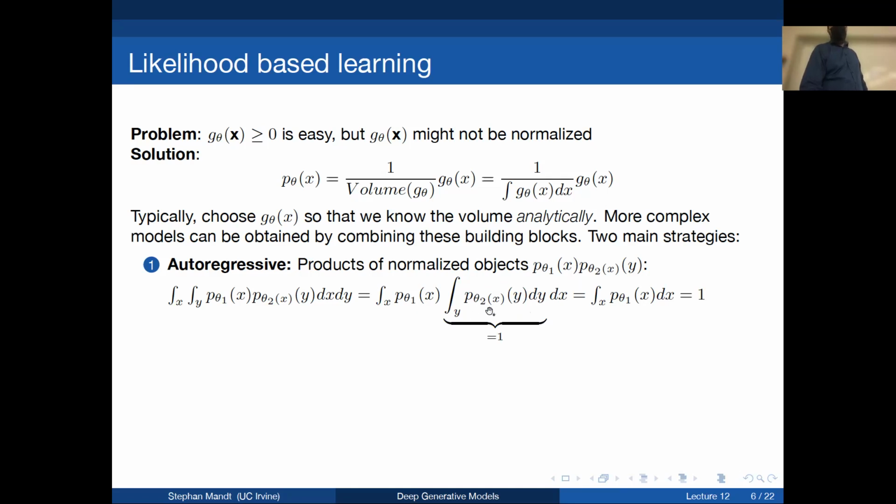Now, the point here is that for any x, x only influences the parameters theta 2. For any x, this thing here is actually already a normalized distribution, so this is just 1. And so then we're only left with that second factor, p of x, and this is also a normalized distribution. So it was actually already automatically built in that we work with building blocks that are valid probability distributions.